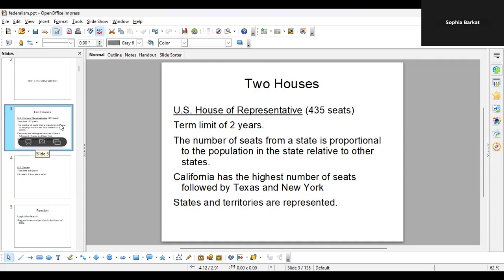The number of seats from any state is proportional to the population of the state relative to other states. So if you have a very populous state like California, California will have a lot more seats than Arkansas, which has much less population. So right now, California, Texas, and New York are the states with the most seats because their populations are the highest. States and territories are represented in the House of Representatives. So you have U.S. territories such as Guam, such as Puerto Rico. So they are represented.